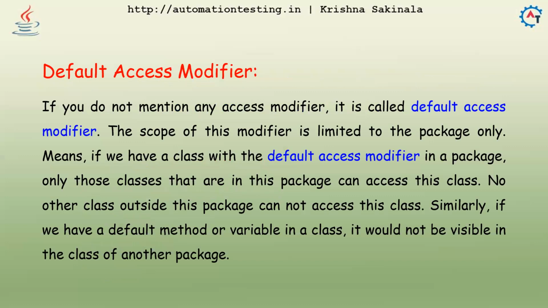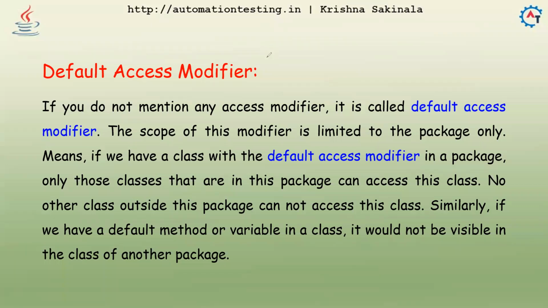So, the default access modifier. If you do not mention any access modifier, it is called the default access modifier. The scope of this modifier is limited to the package only. If you have a class with the default access modifier in a package, only those classes that are in this package can access this class. Similarly, if we have a default method or variable in a class, it would not be visible in a class of another package.